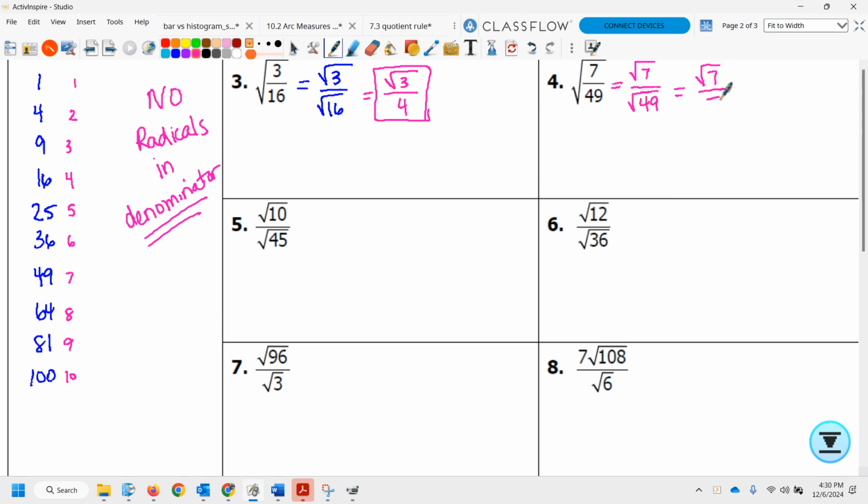They are not like terms. Radical 7 is not the same as 7. If you don't believe me, get your calculator and do the square root of 7 and hit enter, and you're going to get a number that doesn't say 7. All right, so that's it. You're done.